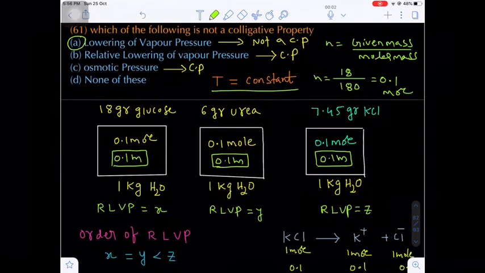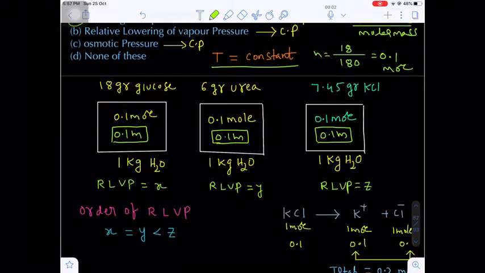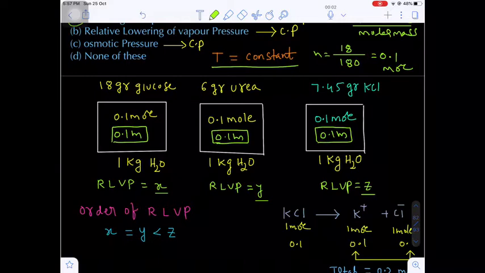Now I have to compare the relative lowering of vapor pressure, because already we know from the topic of Raoult's law, relative lowering of vapor pressure is the lowering of vapor pressure of a solution divided by the vapor pressure of the pure solvent. Okay. Now in the first solution, let's suppose the relative lowering of vapor pressure will be X. In the second solution, it will be Y. And in the third solution, it will be Z. Now I have to compare the X, Y, Z values.